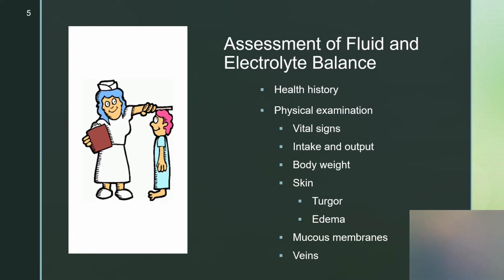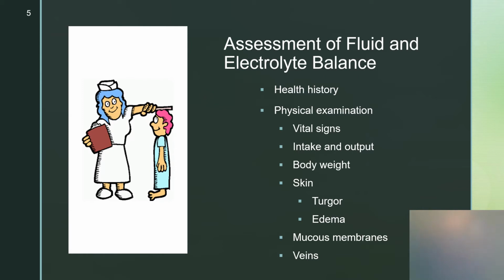1 liter of fluid weighs 2.2 pounds. To obtain accurate, comparable body weights, a client needs to be weighed at the same time of the day, wearing the same type of clothing, and preferably before a meal. We can also look at the skin appearance, color, temperature, and turgor, as these also reflect fluid balance.